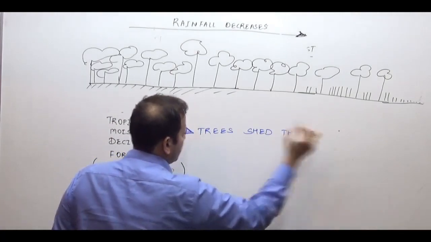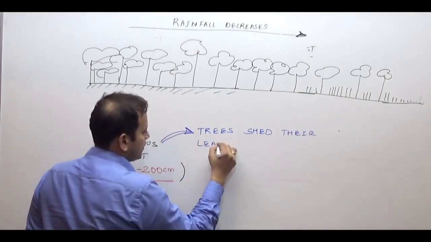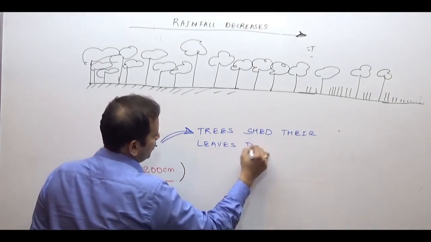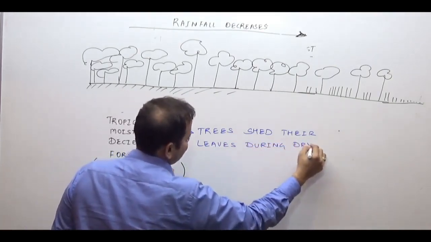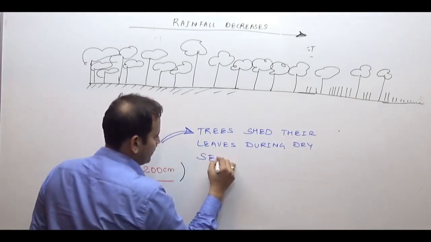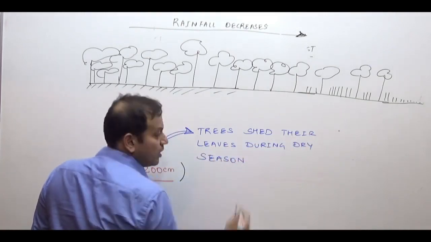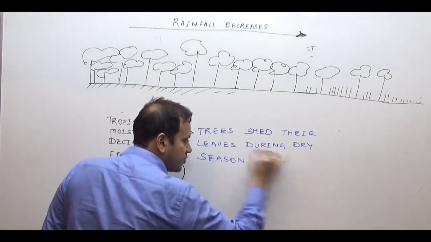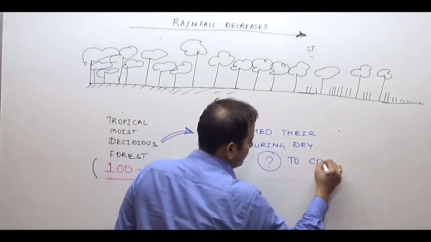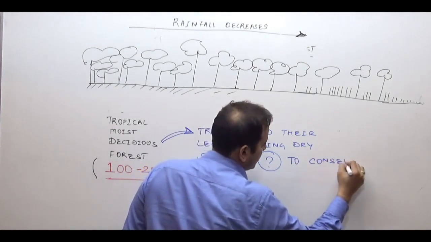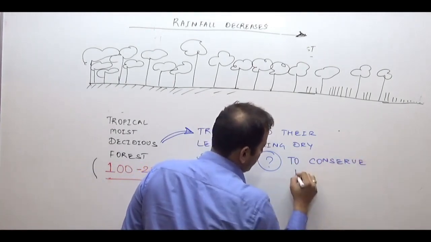The trees shed their leaves during dry season. Now, why do the trees shed their leaves during the dry season? To conserve moisture.